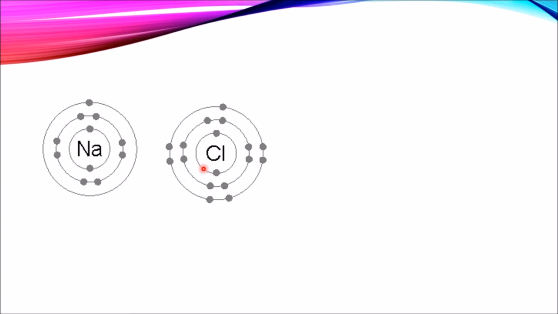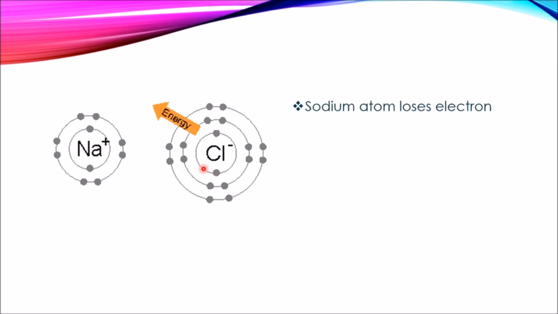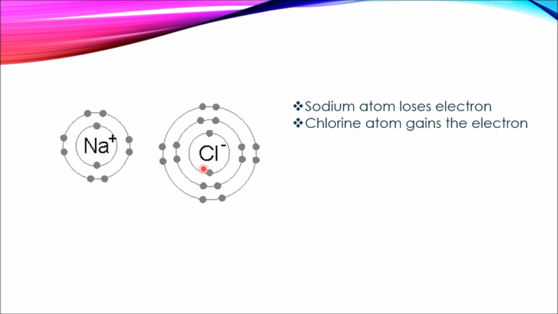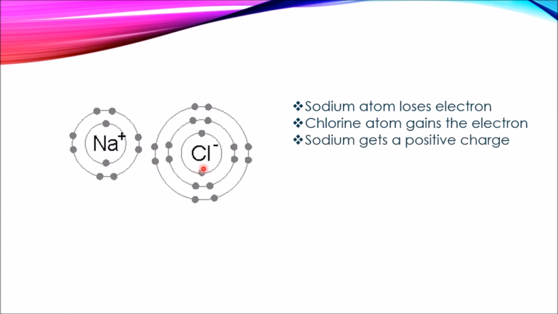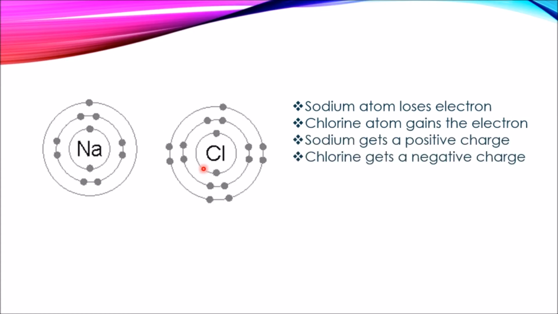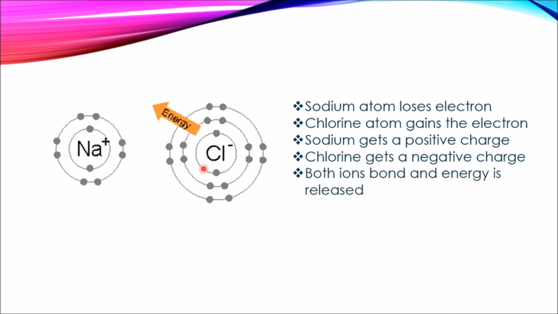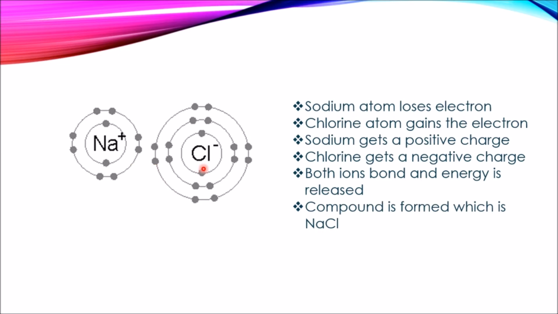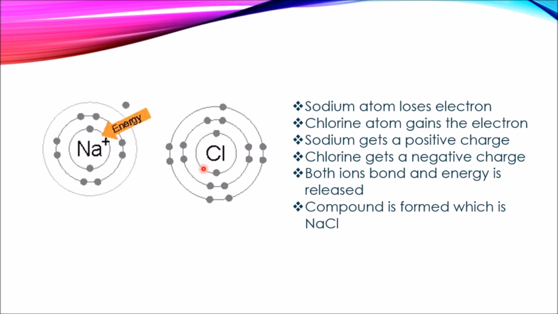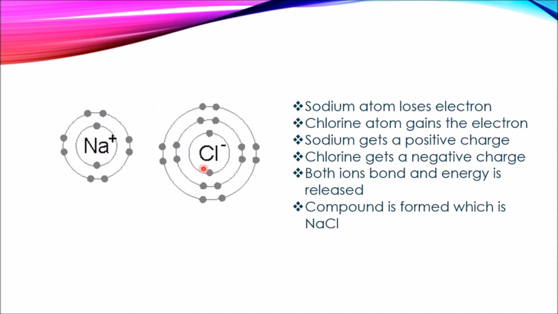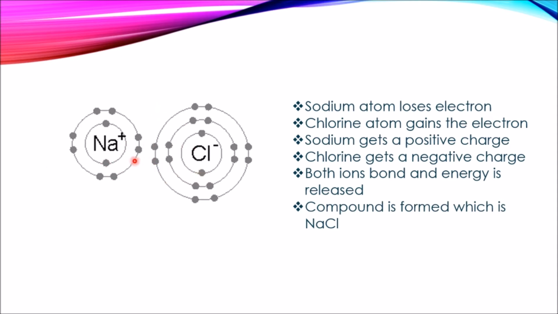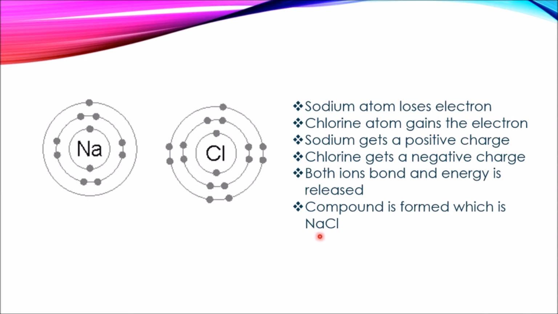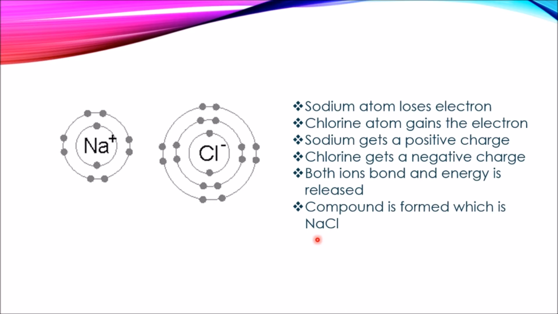So what is happening in this? We have a sodium atom losing an electron, and a chlorine atom gaining the electron. Sodium gets a positive charge, chlorine gets a negative charge. Both ions bond with each other and energy is released. When the ions bond with each other, they form a compound which is NaCl in this case. So with the help of charges, with the help of valencies, we actually find out the formula of the compound.